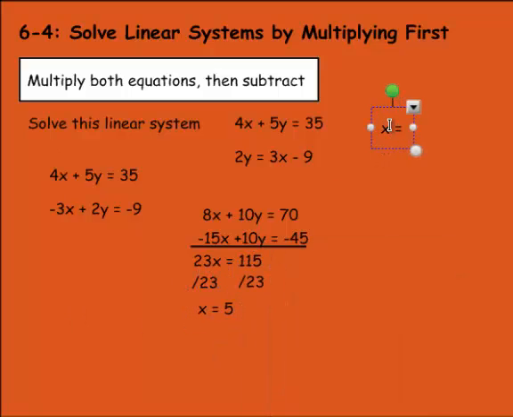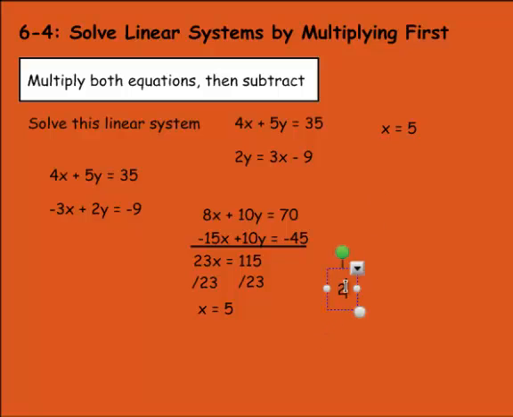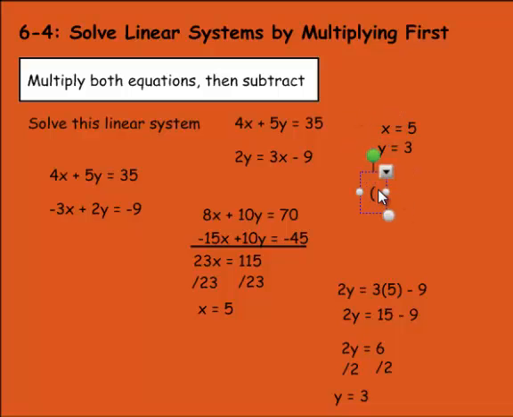So now that I know that x equals 5, I could plug that into one of these equations here. Let's do this one right here. So we would have 2y equals 3 times 5 minus 9. 3 times 5 is 15, so 2y equals 15 minus 9. 2y equals 6. Divide both sides by 2. Therefore, y equals 3. So I have x equals 5, y equals 3. That would be my answer to this system, which would be 5, 3, a coordinate point.